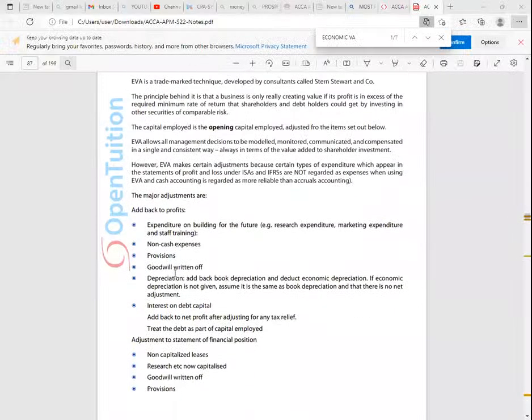So we are told here, all non-cash expenses, ladies and gentlemen, have to be added back. Any provision, a provision is a non-cash expense. Any goodwill written off. Depreciation, add book depreciation and deduct economic depreciation. If economic depreciation is not given, assume it is the same as book depreciation and that there is no net adjustment. And then we have interest on debt capital that has to be added back after adjusting for any tax relief. Treat the debt as part of capital employed.